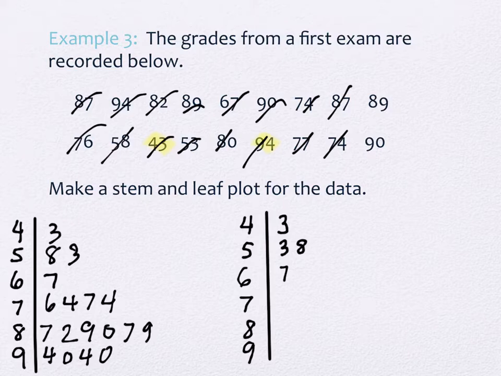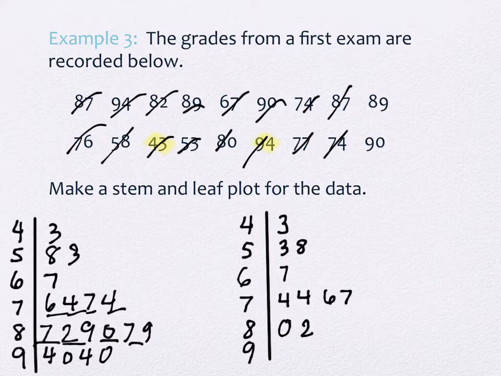All right, so in my 70s column, I have a 4, 4, 6, 7. So I have 4, 4, 6, 7. Notice in my 80s column, I have a 0 and then a 2. And then I have 7, 7, 9, 9. And then in the 90s, I have 0, 0, 4, and 4. And everything seems to be lining up pretty well, visibly.